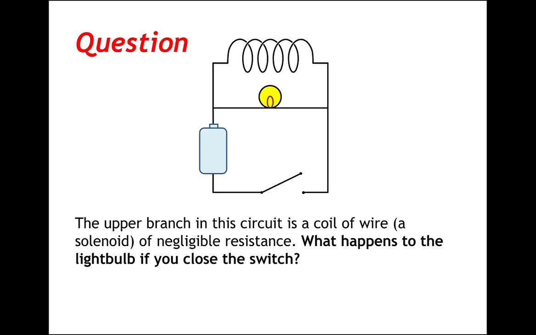So this upper branch in this circuit is a coil of wire, also called a solenoid, and it is of negligible resistance. Currently, the switch is open, and this upper solenoid is in parallel with both the light bulb and the power supply. So what do you think would happen to the light bulb if you close the switch? Will it light or will it remain unlit? And don't forget that upper coiled wire has negligible resistance.